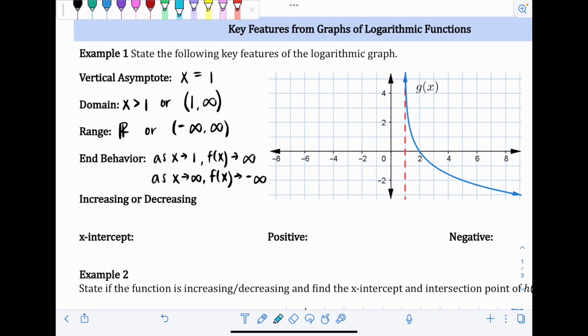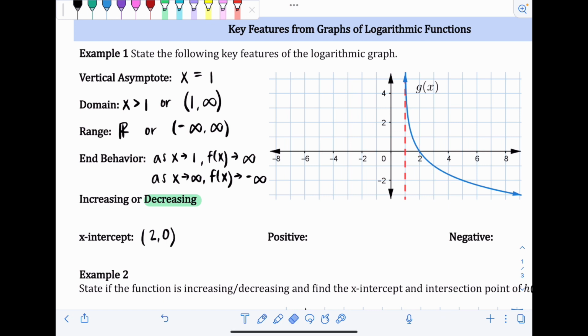And then for increasing or decreasing, you're looking at the trend of the graph. Think of it kind of in terms of slope. If it's going up and to the right, it would be increasing. Down and to the right would be decreasing. So our graph is going down and to the right, so this would be decreasing. For the x-intercept, that's where does it cross the x-axis? It crosses at 2. So the x-intercept would be the point (2, 0).